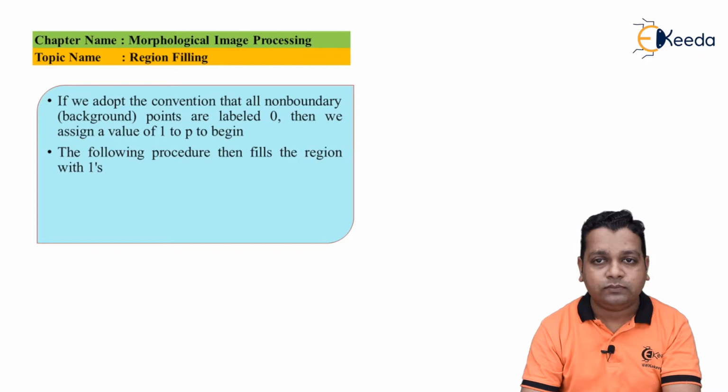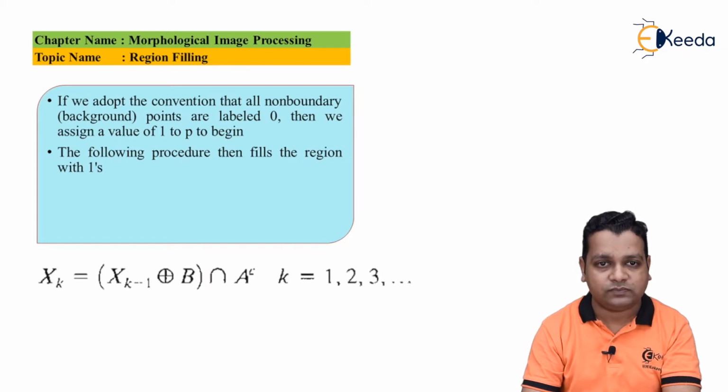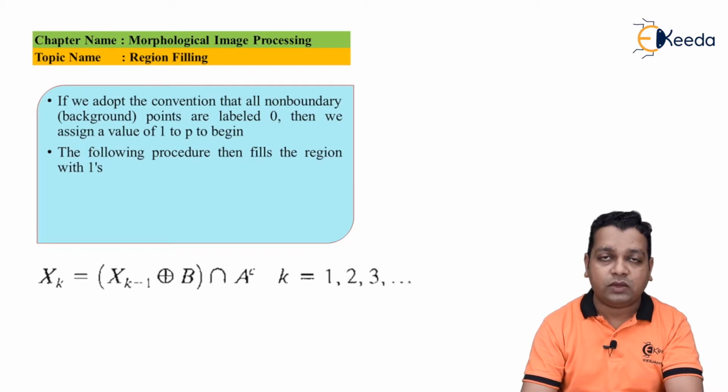Let us have the following procedure that fills the region with the help of ones. Here we represent the equation. On the left hand side we have capital X with suffix k, and it is computed as the intersection of the first input in the bracket, X suffix k minus 1 dilated with the given structuring element capital B, with the complement of capital A, represented by A to the power c, where the values of k range as 1, 2, 3 and so on.